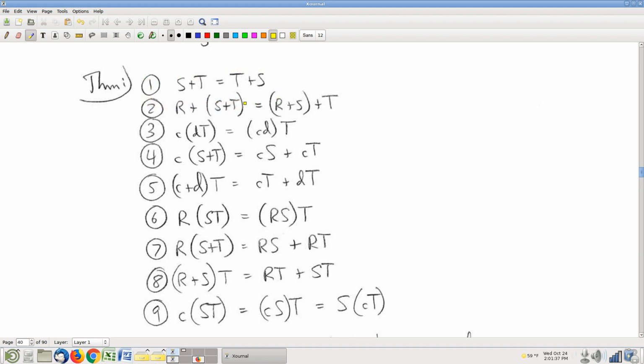Likewise, it's associative, and there's sort of a scalar associativity, and there's a couple of distributivities of different sorts. And there's a bunch of true facts about this new algebra.